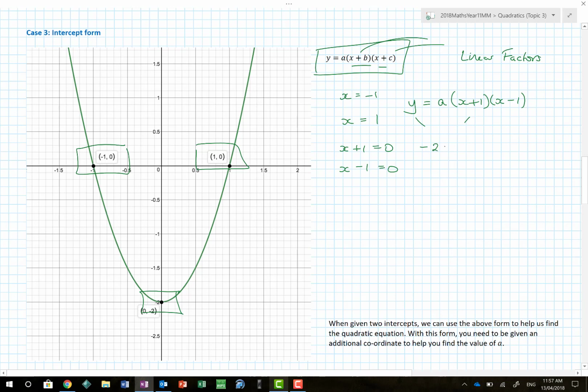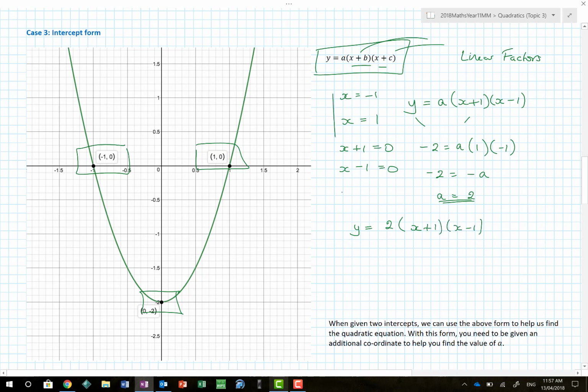So I'd have minus 2 is equal to a, x equals 0, which gives me 1. And there's minus 1. So minus 2 is equal to minus a. And so a is equal to 2. Easy peasy lemon squeezy. So my formal last equation would be 2, x plus 1, x minus 1.